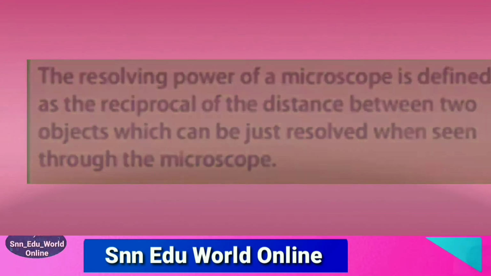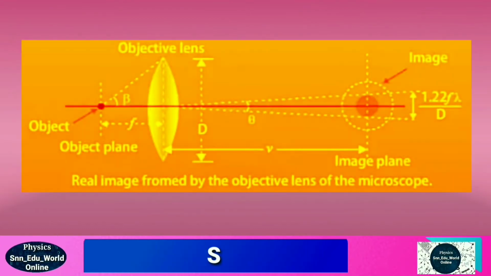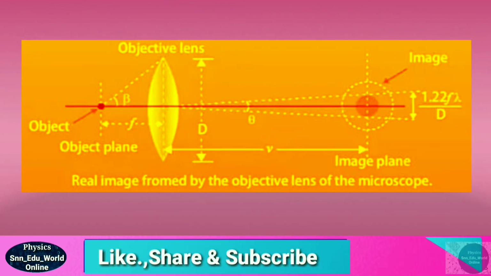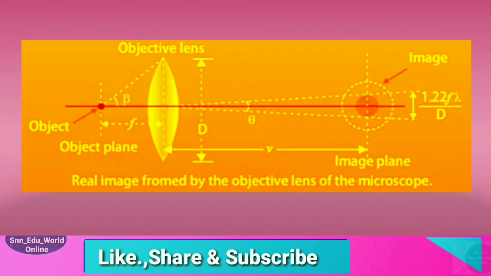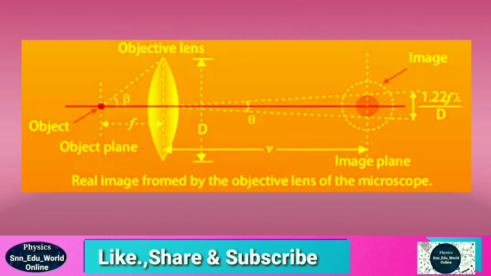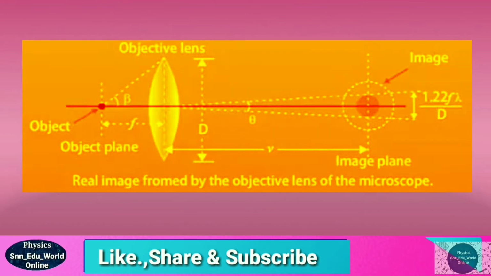So here, observe this diagram. This diagram shows the microscope lens, the objective lens. The object is placed at the left-hand side of this objective lens and we are getting the image on the right-hand side. The angle theta is shown with the help of this theta here.